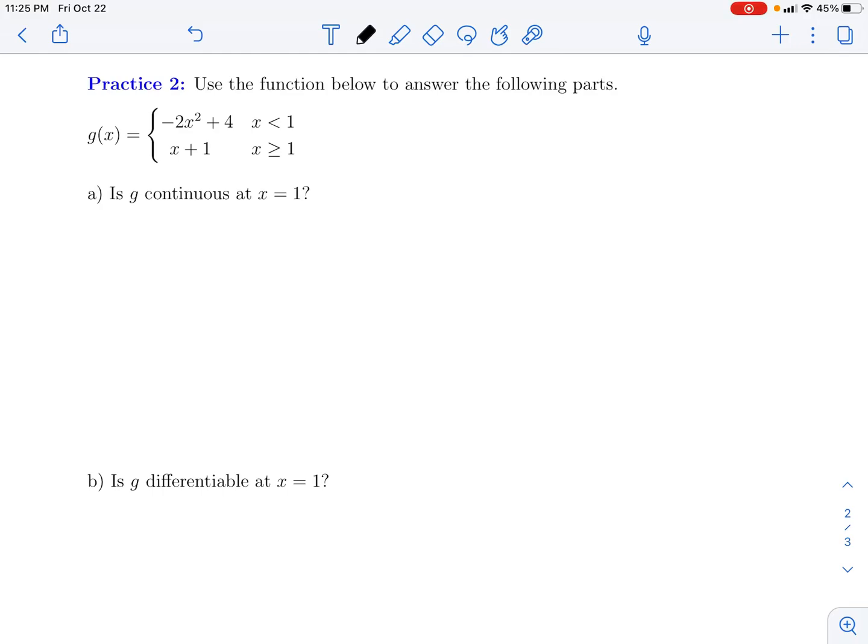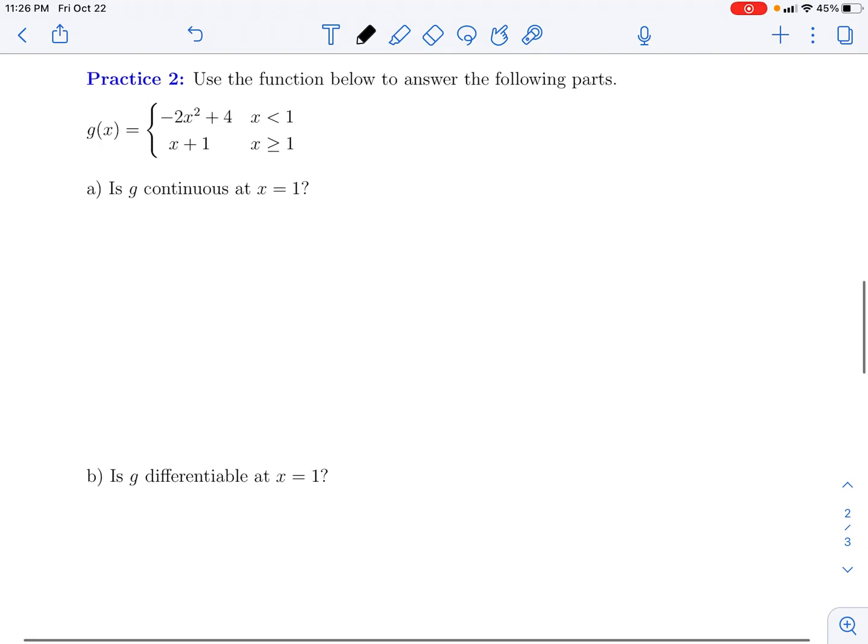Let's do another example here. I just want to make sure that you understand to cross off or erase the 2 that was in front of the x plus 1 here in the second piece. I apologize about the 2 typos in this lesson.